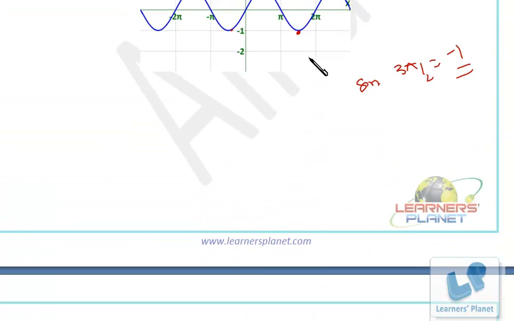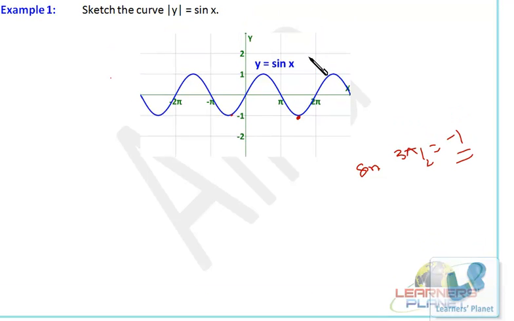Just further we make the comparison. This is the sin x graph, right? We have to eliminate the portion that is below the x-axis. Then for the remaining portion we have to take their water images, right? So that will be converted to modulus of y is equal to sin x.